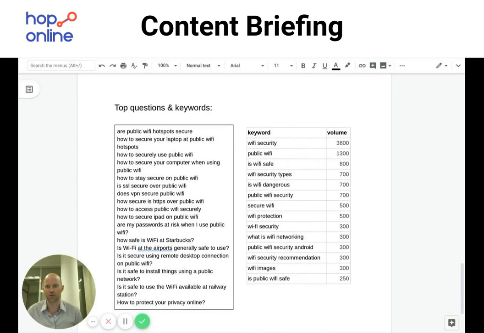And then a little bit of research here, top questions and keywords that are related to the topic based on our keyword research. And here are some sample volumes of those keywords. So we don't necessarily want to stuff these keywords into the content, but we want to make sure that as much as possible, we are considering these top questions and we are considering these keywords as we write the content, and we want to include them as much as possible in a natural way as we write.